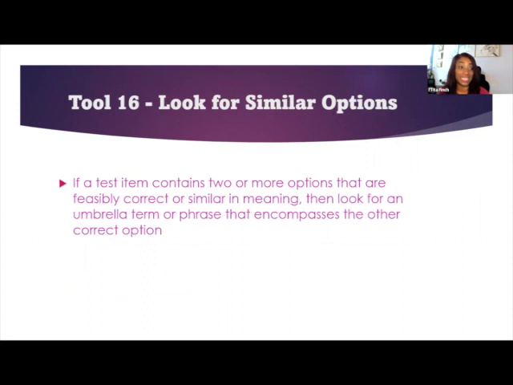Tool number 16, look for similar options. If a test item contains two or more options that are feasibly correct or similar in meaning, then look for an umbrella term or phrase that encompasses the other correct option. Sometimes items contain two or more options that are similar, and it may be difficult to choose between the two, but look for a global option that's more comprehensive and general than the other options.